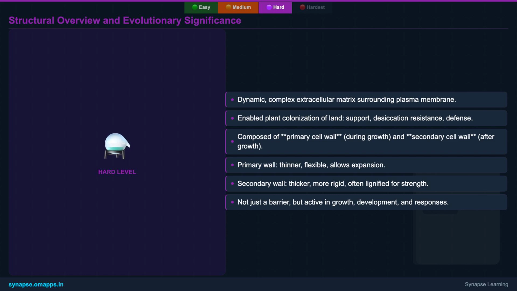Its existence enabled plants to conquer land by providing structural support against gravity, protection from desiccation, and defense against pathogens. Structurally, it comprises a primary wall, laid down during cell growth, and often a thicker secondary wall deposited later. This layered approach allows for both flexibility during growth and immense strength in maturity, reflecting a sophisticated biological engineering feat perfected over millions of years of evolution.